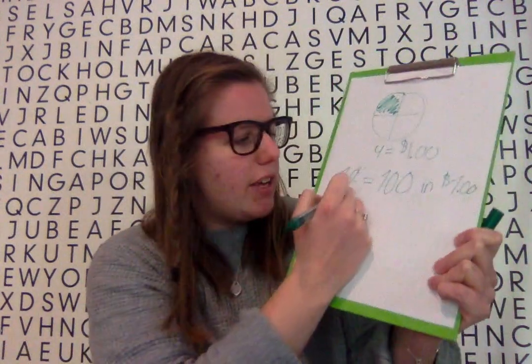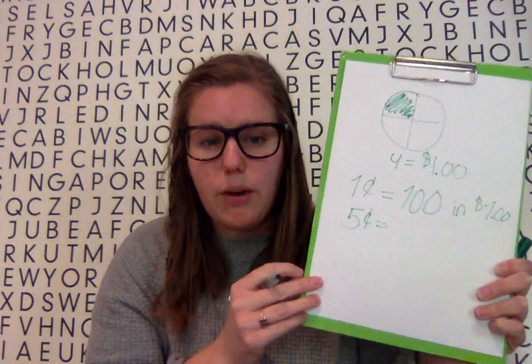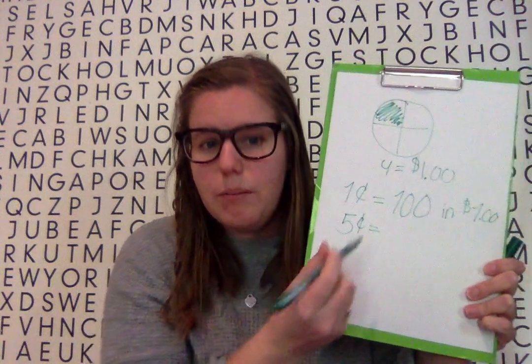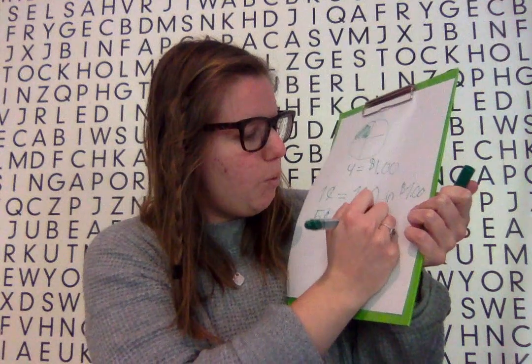Our next one that I don't have is our nickel, and that's worth 5 cents. How many nickels do you think we need to make up a dollar? Remember, it's 100 cents. So what we can do is we can count by 5. So let's see. We have 5, 10, 15, 20, 25, 30, 35, 40, 45, 50, 55, 60, 65, 70, 75, 80, 85, 90, 95, 100. So we counted to 20. So it takes 20 nickels to make $1.